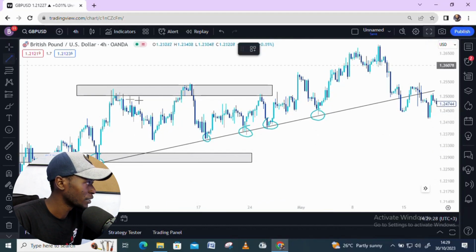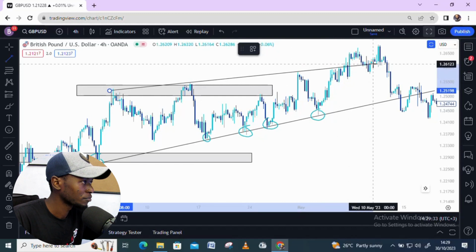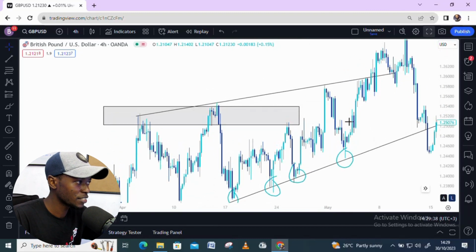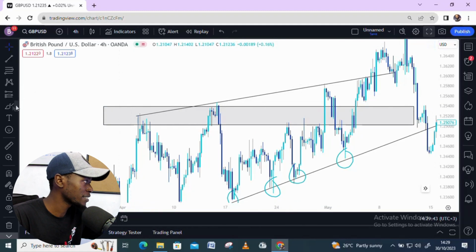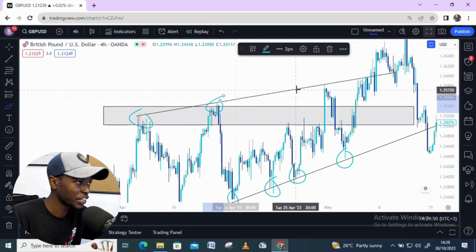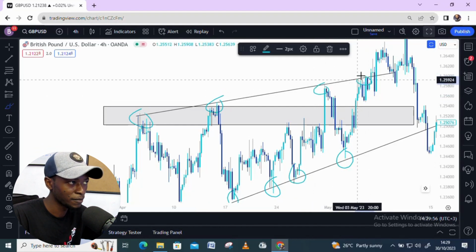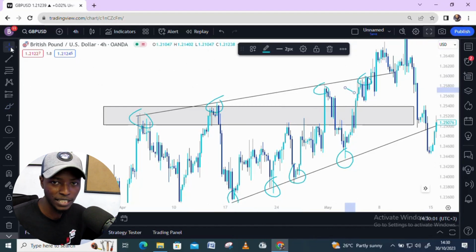For example, this is also a trend line support. Why? Because price has bounced from it 1, 2, 3, 4 times. So that is our second type of support and resistance.